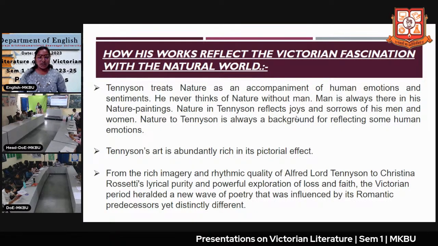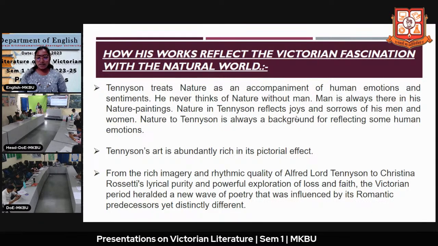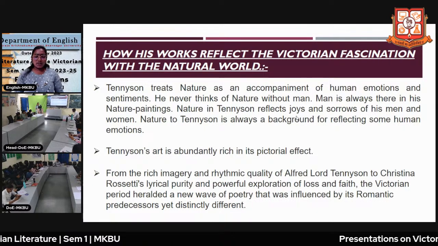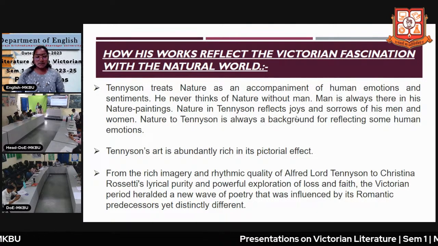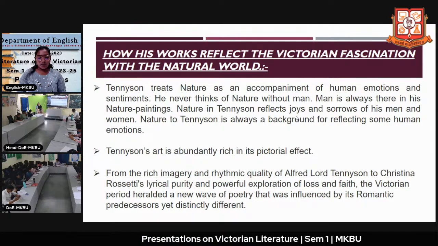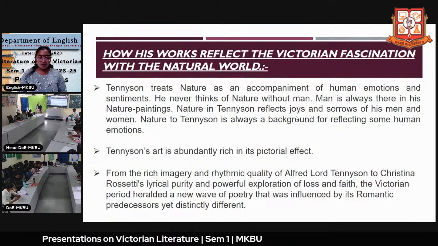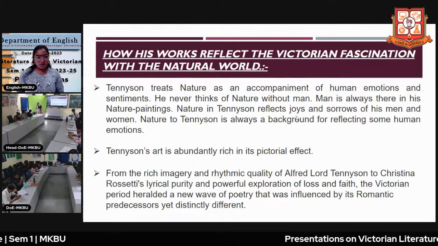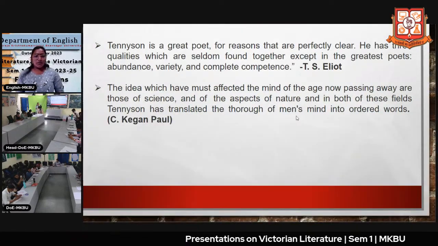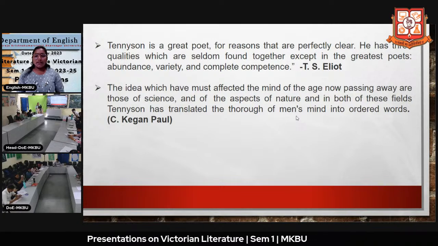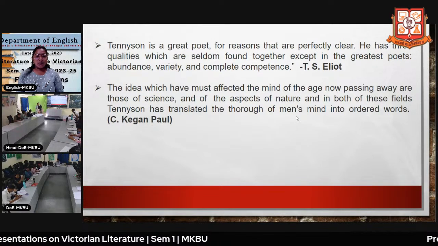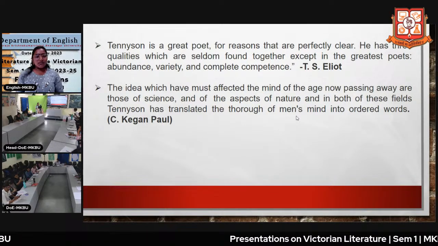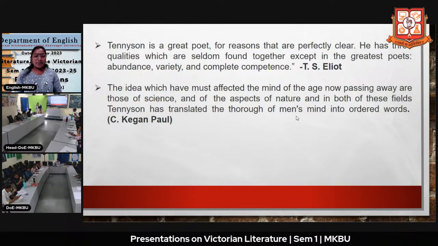From the rich imagery and dramatic quality of Alfred Lord Tennyson to Christina Rossetti's lyrical purity and powerful exploration of loss and faith, the Victorian period heralded a new wave of poetry that was influenced by its romantic predecessors, yet distinctly different. Tennyson is a great poet for reasons that are perfectly clear. He has three qualities which are seldom found together except in the greatest poets: abundance, variety, and complete competence.